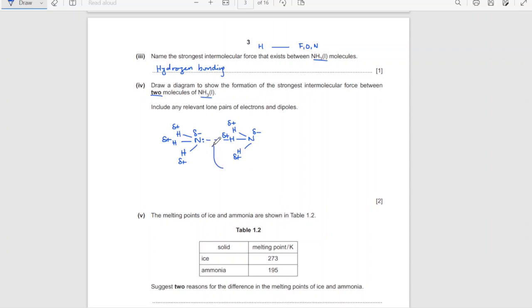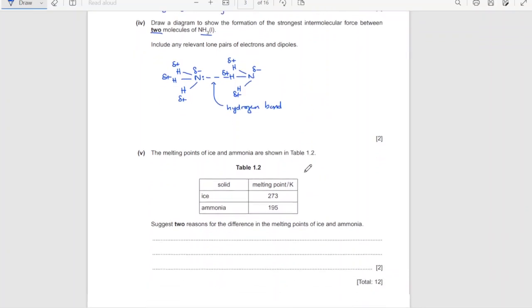It would be a good idea to label this. So let's label this over here, hydrogen bond. There we go. All right.